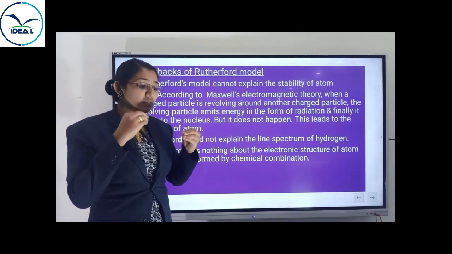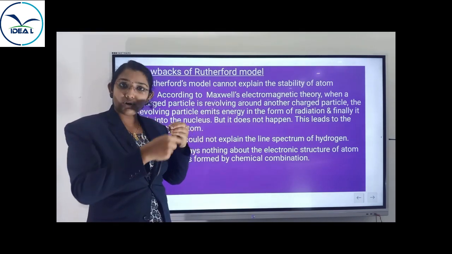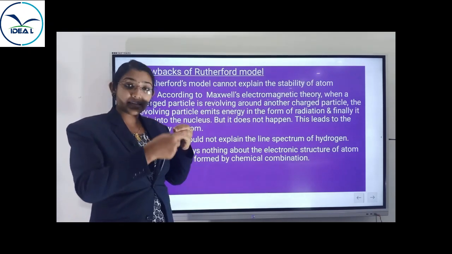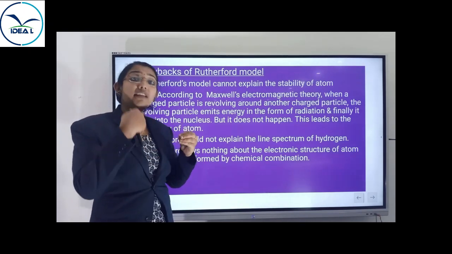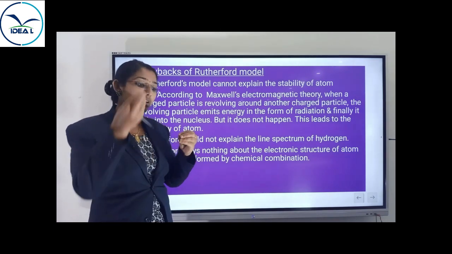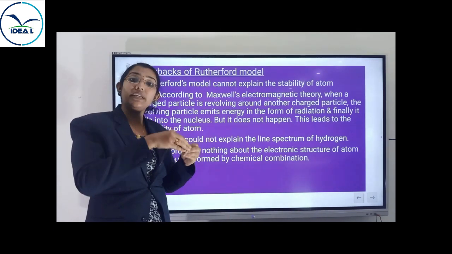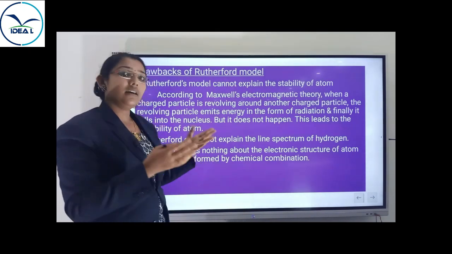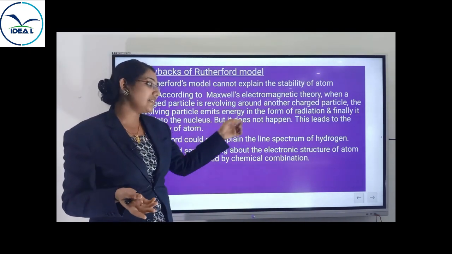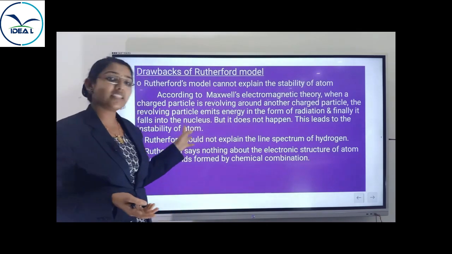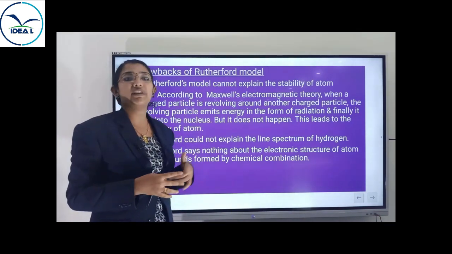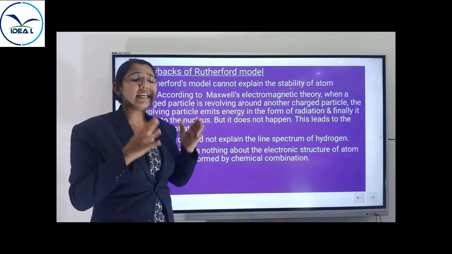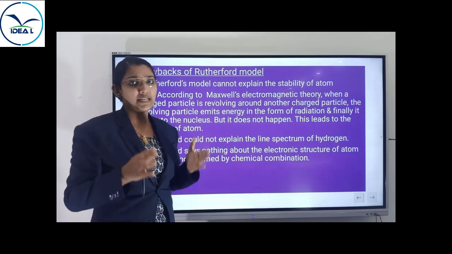So when a charged particle is revolving around another charged particle, what happens? The revolving particle emits energy in the form of radiation and finally collapses, or falls, into the nucleus. Okay, if that happens, the atom will not exist. But it doesn't happen. This leads to the instability of the atom. So Rutherford failed to explain the stability of the atom. This is the very important drawback of Rutherford's atomic model.